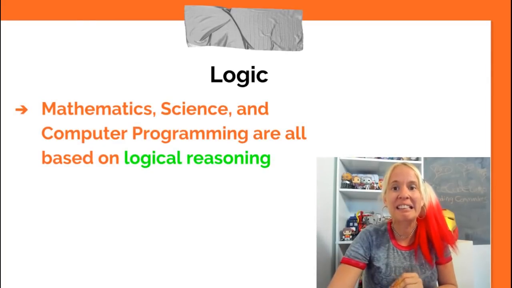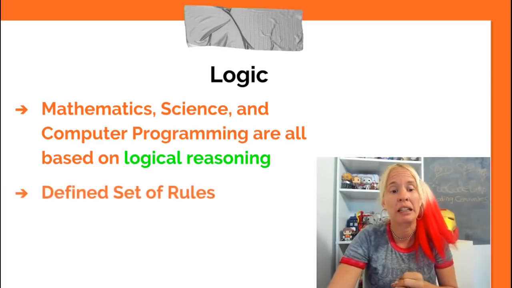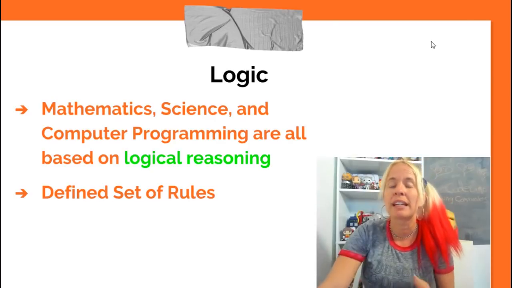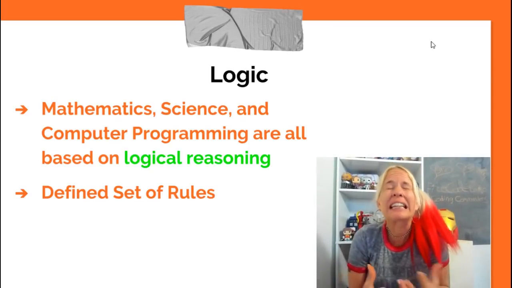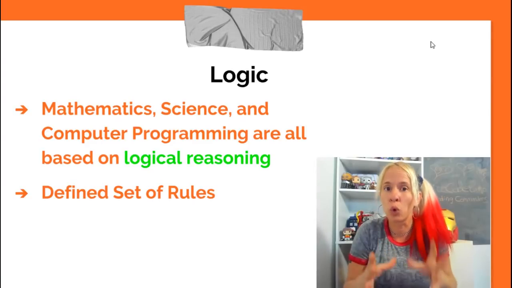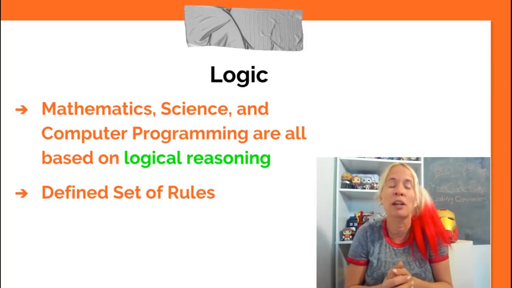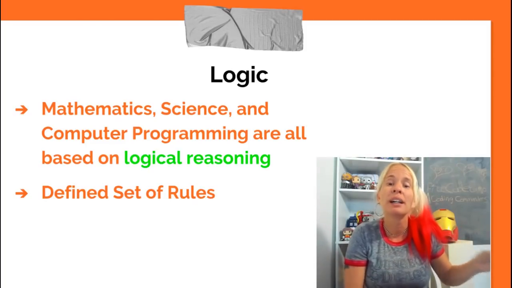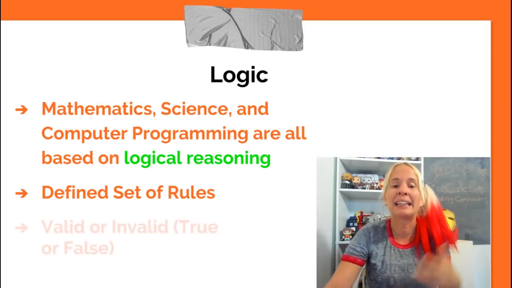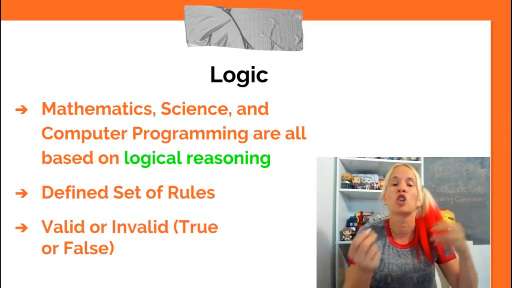Mathematics, science, and computer programming all are based on logical reasoning. What logic does is it defines a set of rules. If we want to be able to scientifically or exactly determine something, we need rules defined to make sure we're all measuring by the same standards, to make sure that if I say this is a cup, it means the same thing to you that it means to me. And at the end of the day, we use logic to determine whether things are valid or invalid, true or false.